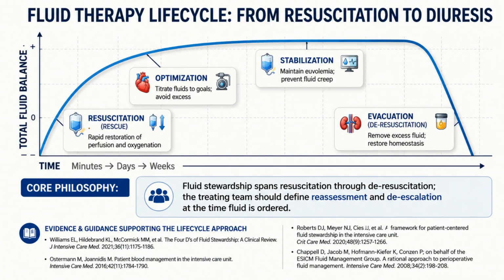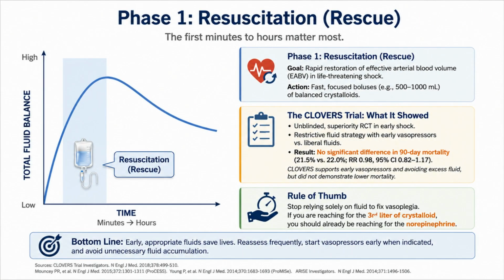The key point is that the correct fluid strategy changes over time. A liter that is appropriate in the first hour may be harmful on day 3. That brings us to the rescue phase. In the rescue phase, minutes matter. The goal is rapid restoration of effective arterial blood volume in life-threatening shock. A reasonable approach is focused boluses, often 500 to 1,000 milliliters, followed by immediate reassessment.